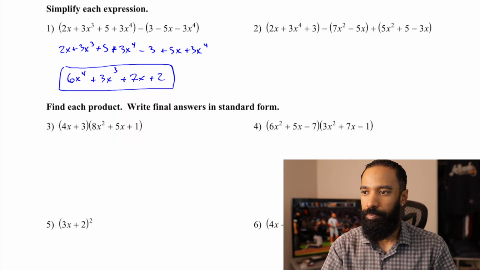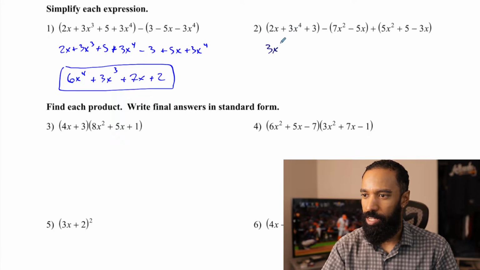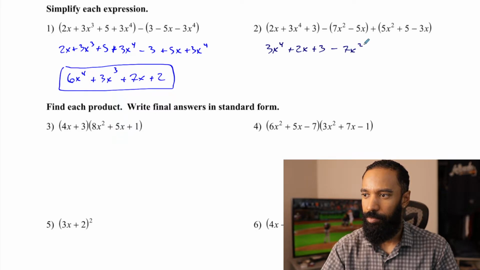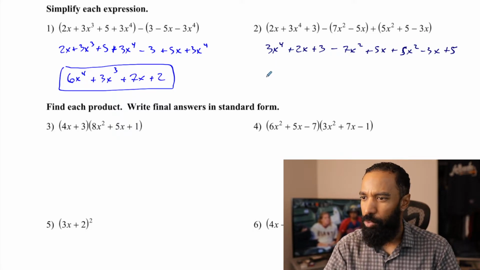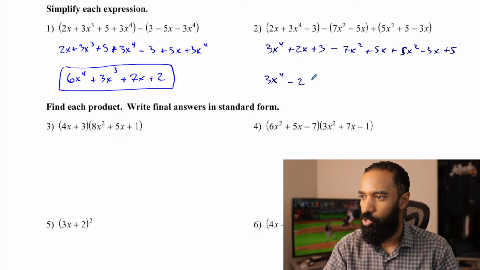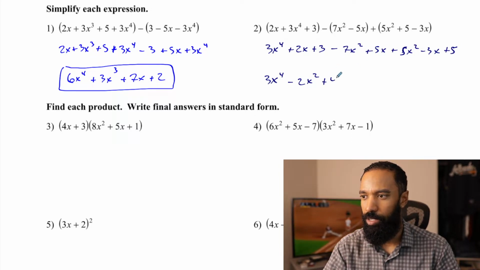Number 2, we have multiple things there. I'm going to try and do some standard form-esque things. I got an x to the fourth there, a 2x and a 3, and then minus the positive and then minus the negative here. And then plus, keep the signs the same here. I'm going to write the negative 3x first there. That doesn't really help too much, I guess, because I've still got to find standard form-esque stuff. 3x to the fourth is first. No x cubes, I got a negative 7x squared and a 5x squared. 2x, 5x, negative 3x, 2 plus 5 minus 3 is 4. And then constants 3 plus 5 is 8.